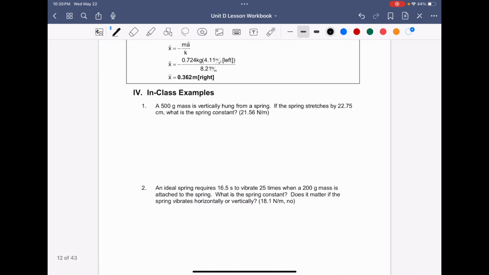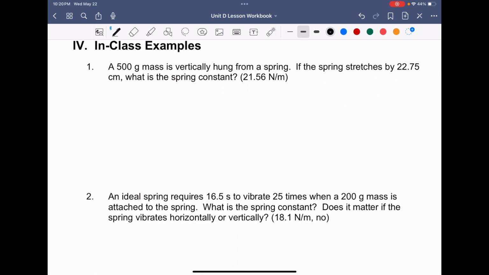All right, now let's go to some in-class examples here. First and foremost, we have this example where we have some sort of spring that's being hung and it stretches by 22.75 centimeters.